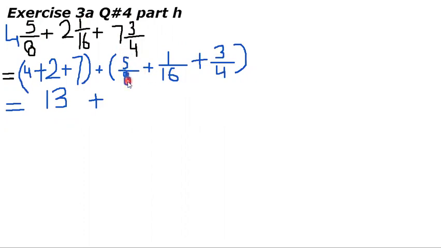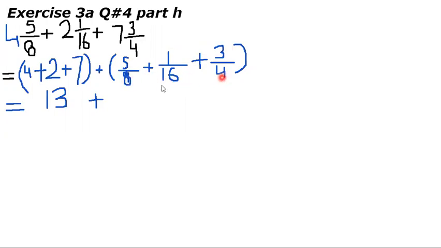It means that fractions 5 upon 8, 1 upon 16 and 3 upon 4 are unlike fractions because their denominators are not same, they are not like. So we cannot add the numerators of unlike fractions. First we have to change their denominators and make the denominators same, and then we will add the numerators. How can we make the denominators same?